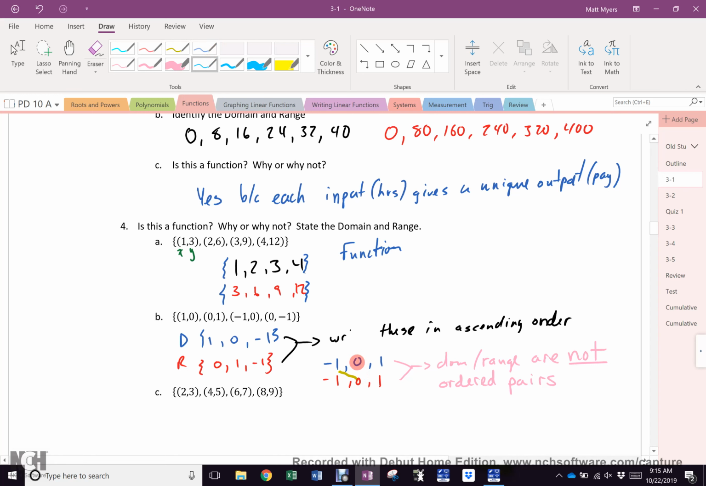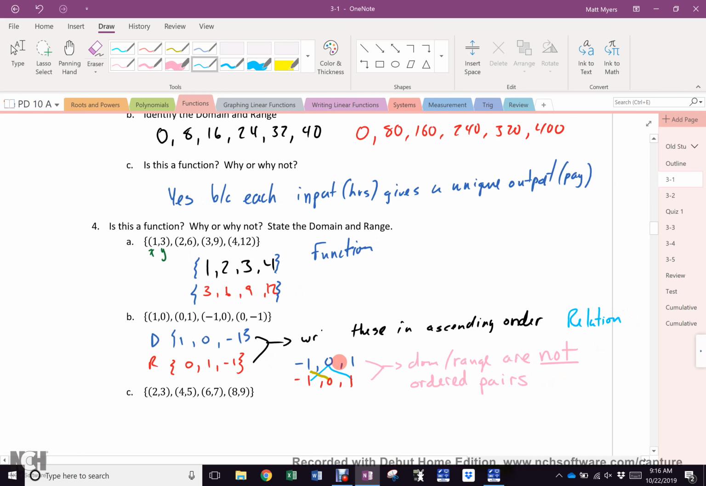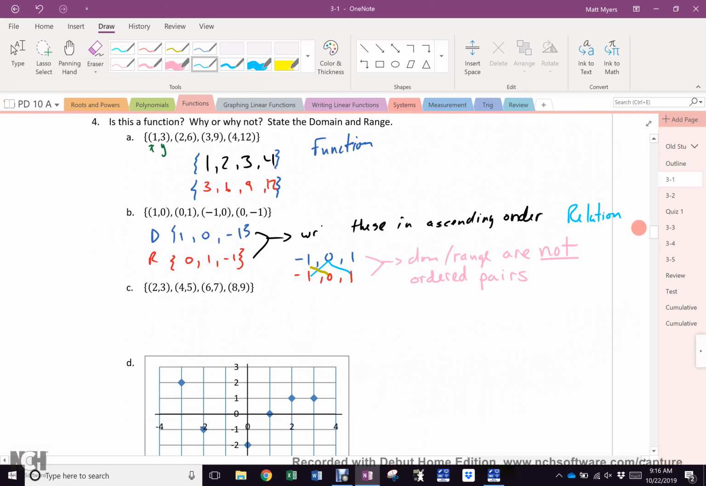0 goes to what? 0 goes to 1 and negative 1. I input 0, but I get 2 different outputs. Are those two different outputs unique? No, obviously not, because there's two of them. So when I input 0, I get 2 outputs. So is this a relation or a function? This is a relation, because of those light blue lines. Cool? All right. You people try C.